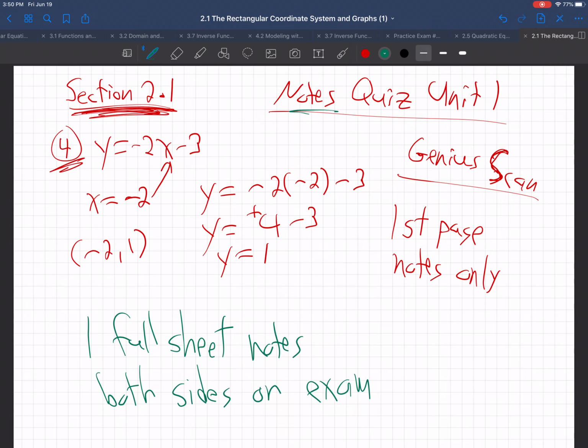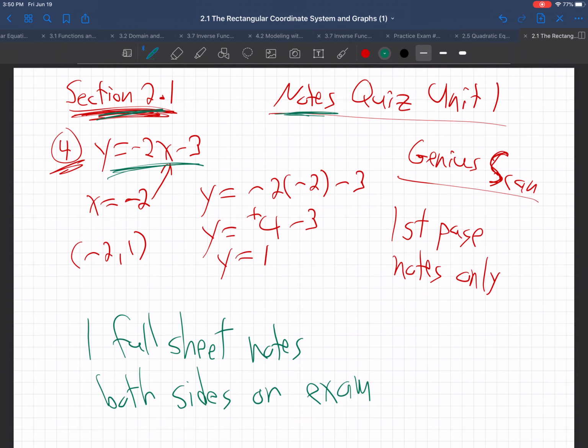By notes I just mean the problems, just the solutions to all the homework problems. I hope you'll keep them organized by section to help you get ready for the exam. All right, that's it. I hope this helps you.